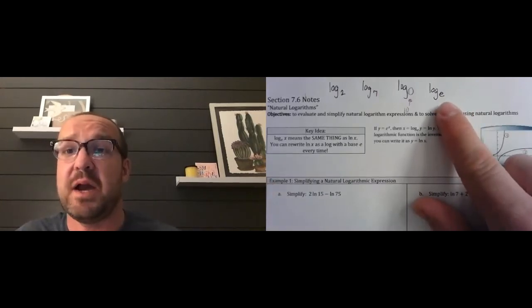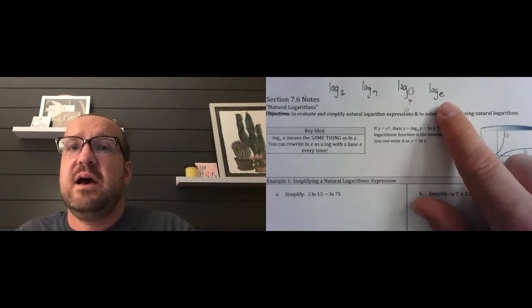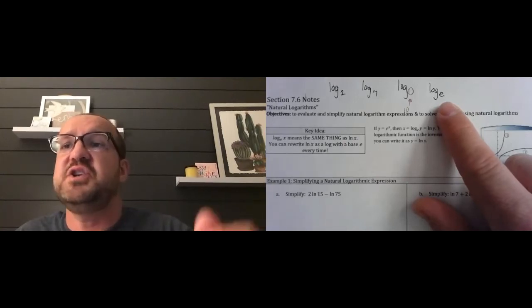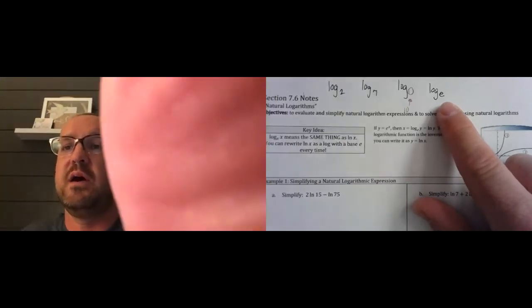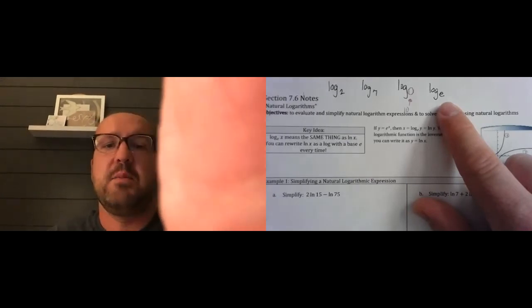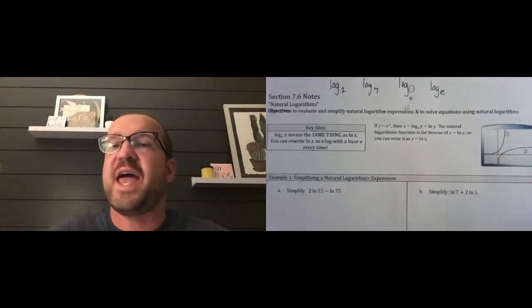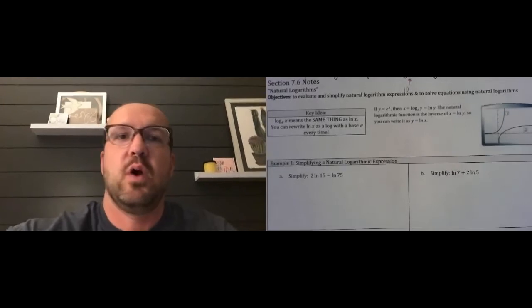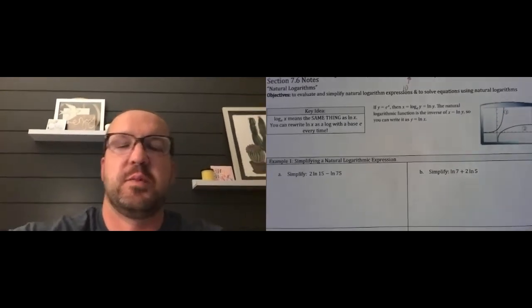This base E right here is essentially a way to come up with what is called a natural log. So we've done actually a lot of things with interest formulas and things like that.